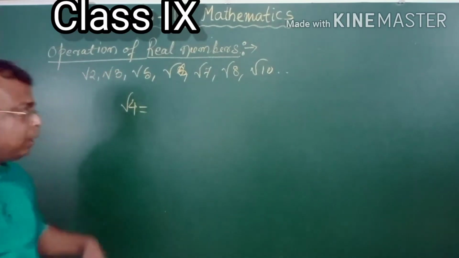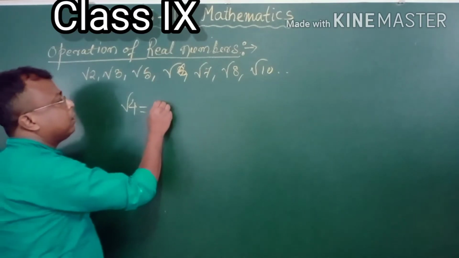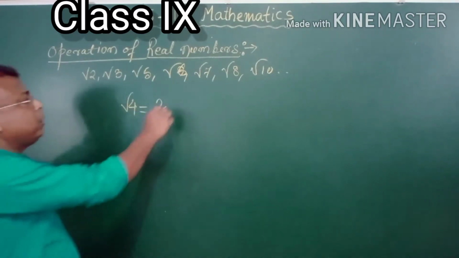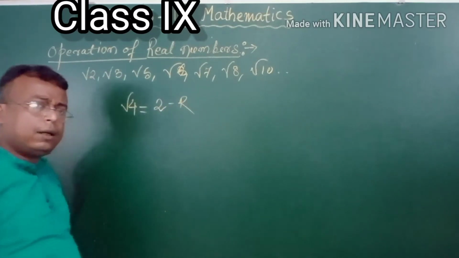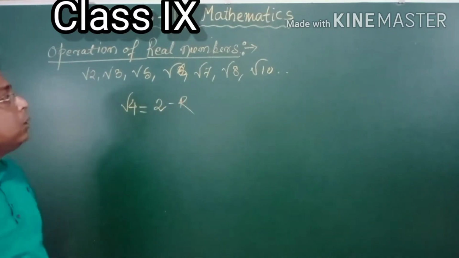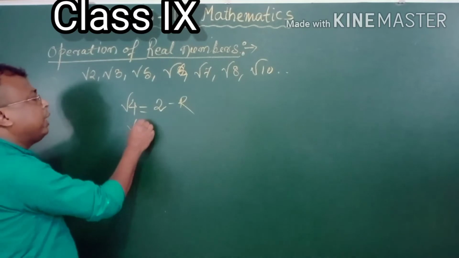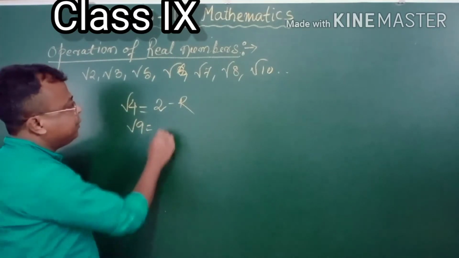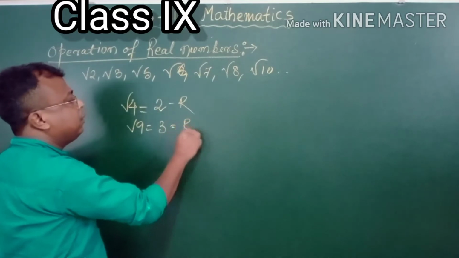How is it a rational number? You see, root 4 means what? 2. The square root of 4 is 2. So it is a rational number. Similarly, root 9. What is the square root of 9? This is 3. This is a rational number.